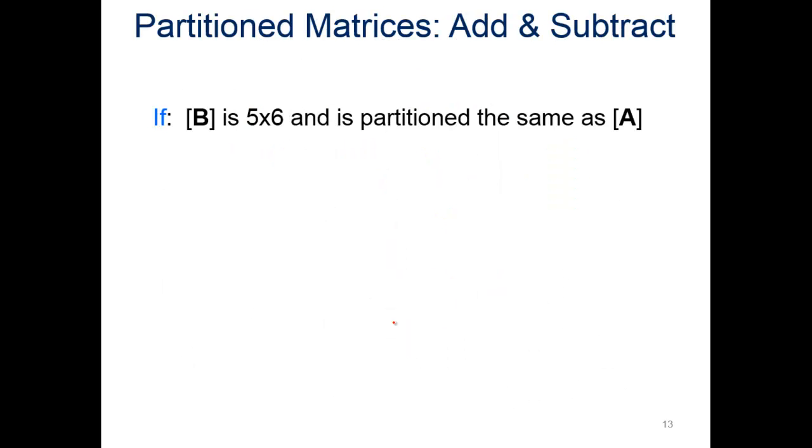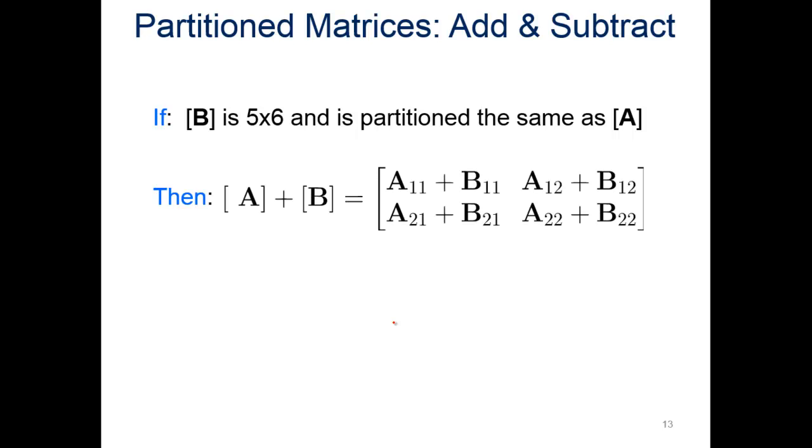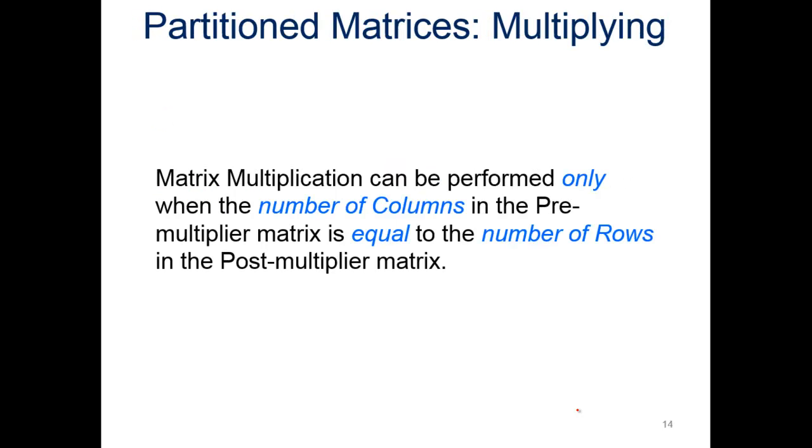All right, so partitioned matrices, how do we add and subtract them? Well, we need B to be another 5 by 6, and it has to be partitioned the same as A, then we can just add them straight across. We can add up these little mini matrices, the submatrices we made, from one by the other one. All right, so for multiplication, it can be performed only when the number of columns in the pre-multiplier matrix is equal to the number of rows in the post-multiplier matrix.